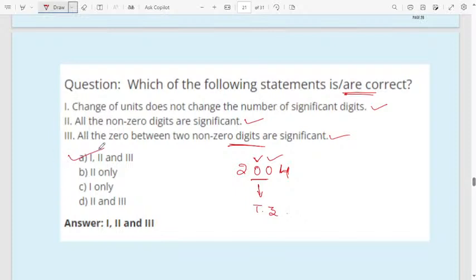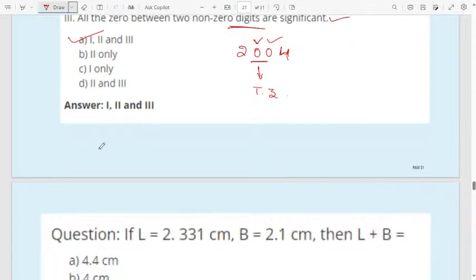That's why options 1, 2, 3, all of the above, it will be true. This is the rule what I explained in the last class. Today also I explained. That's why understanding the rules is very, very important. It will take time to understand the significant figures. First recall the rules, understand the rules, then solve the problems, then it will be easy for you. Next question.